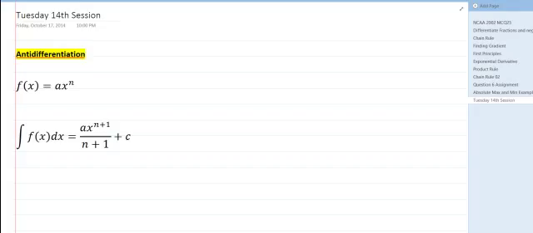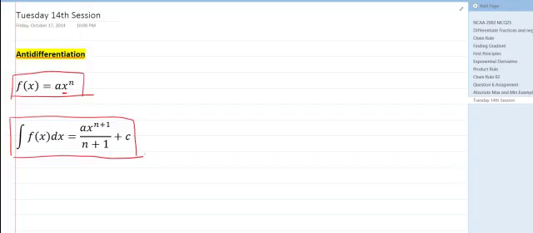f of x equals a times x to the power of n. So very similar to your power rule, antidifferentiation and this method only apply when you have x to the power of something and a being a constant value. Okay. The rule says, and this is the rule, normally in class I'd explain why this is the rule, but think of it as the opposite of the power rule.